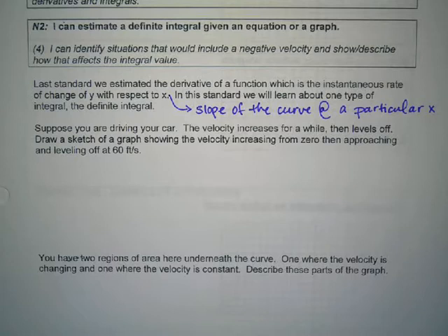So if it's a positive value, that means you're moving forward, right? So technically, if we were moving backwards, the velocity would be considered negative because you're decreasing in the direction you're going. Alright, so the velocity increases for a while, then levels off. We're going to draw a sketch of the graph showing the velocity increasing from 0, then approaching and leveling off at 60 feet per second.